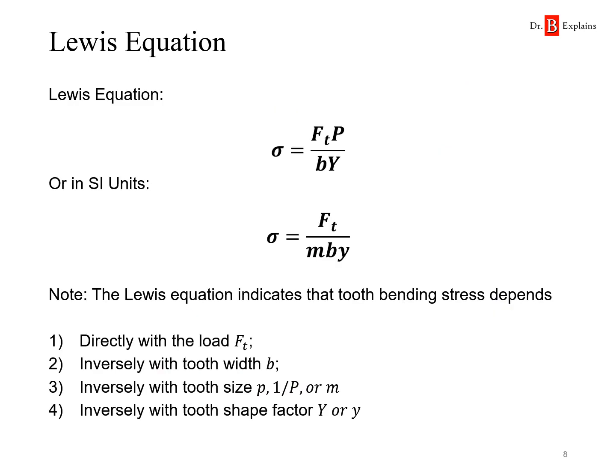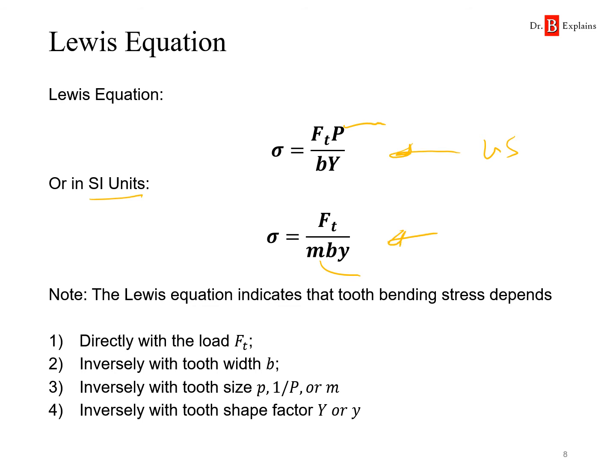So I jumped the gun on the previous slide, but remember that the diametral pitch, big P, is related to the module. They're inverses of each other. So again, we can write the Lewis equation as on top over here for US customary units, or in SI units in terms of the module, like so below.